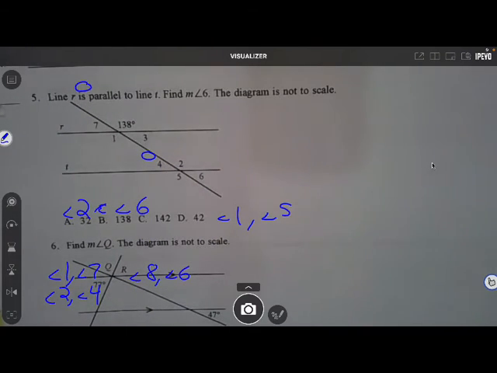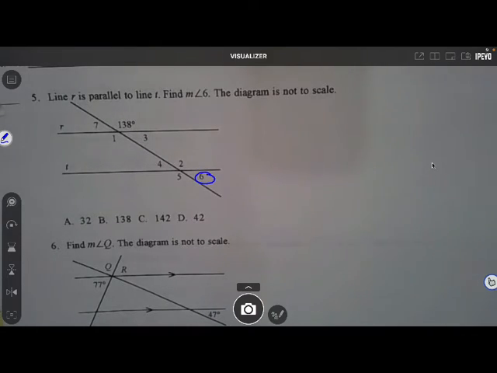All right, line R is parallel to line T. Okay, so I know this is the whole transversal thing. And it says, what's the measure of angle 6? That's the one I'm looking for. So if this is 138, what's angle 2? What's angle 2? 138. That's 138 because those are corresponding angles.